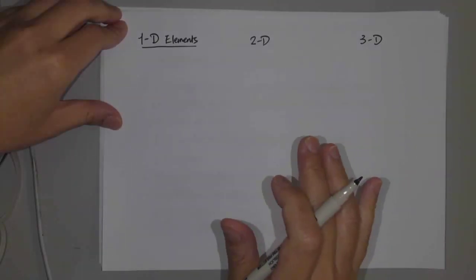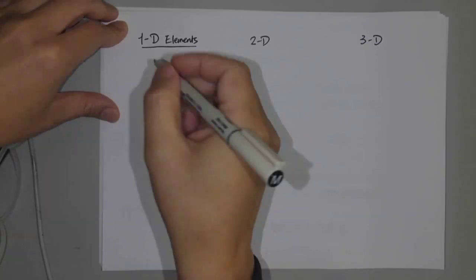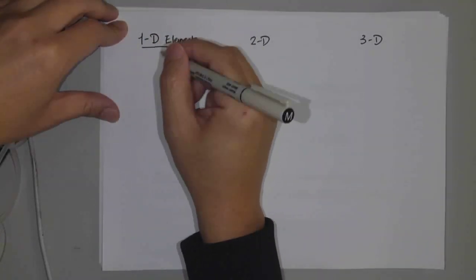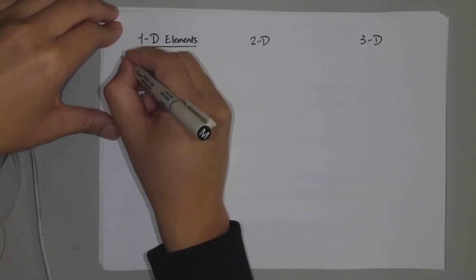The concept is actually very simple. So we start with 1D elements. This is 條狀嘅構件. So what are one-dimensional elements?